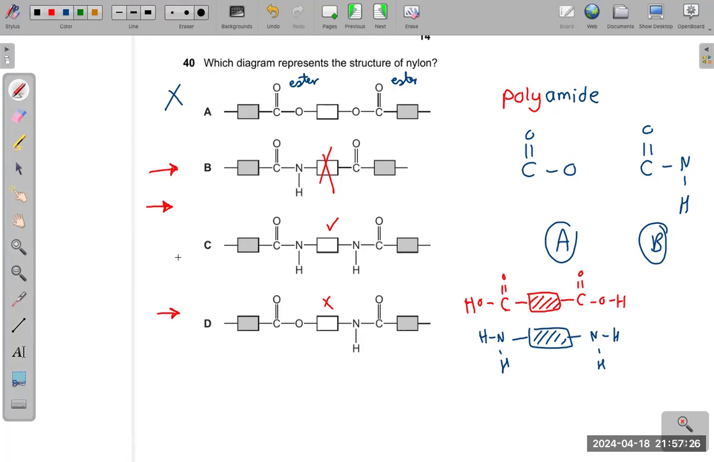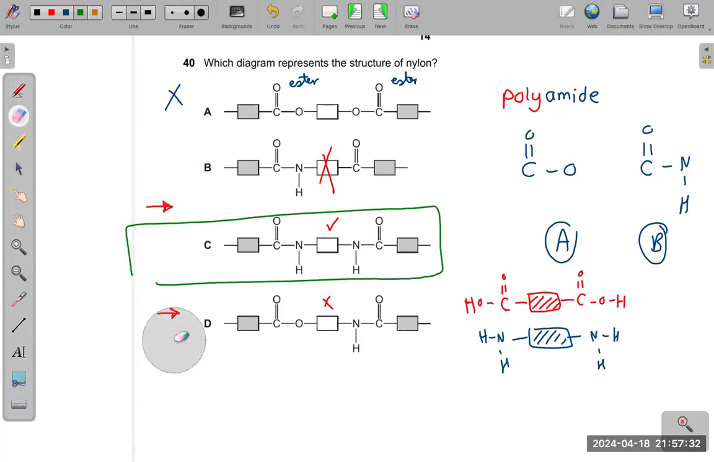We'll make a revision session about this next time. So this is the only one which is correct. This is wrong and this is wrong. Of course, those who studied will find this is a very nice question.